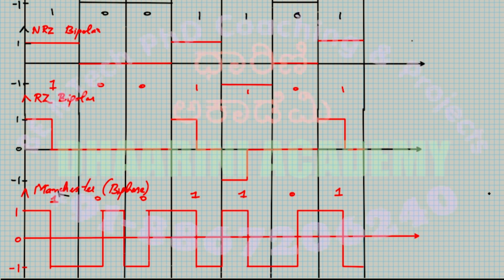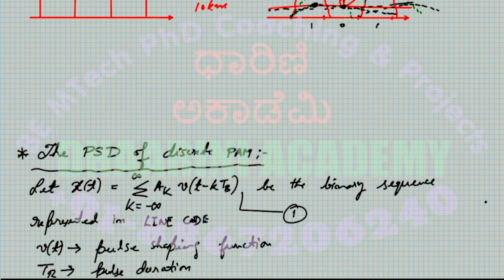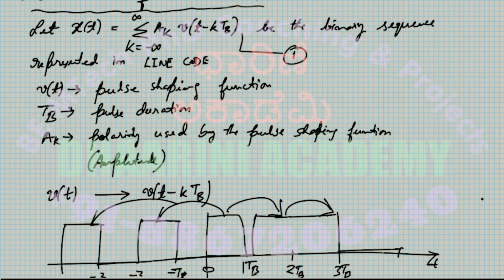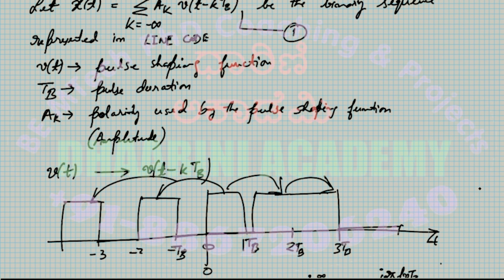Small x of t is a time domain waveform. Any of the previous waveforms we saw, that is x of t. It is actually called a line code because of the same reason: I can see different levels represented by different lines. So line code. In that, v of t, we understood, is a pulse shaping function.